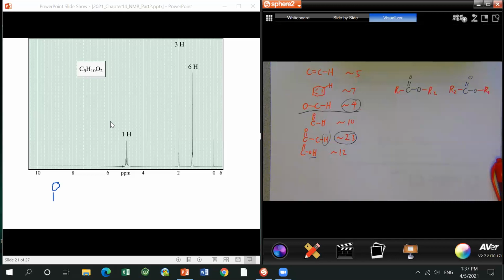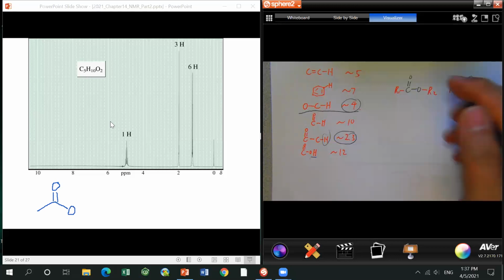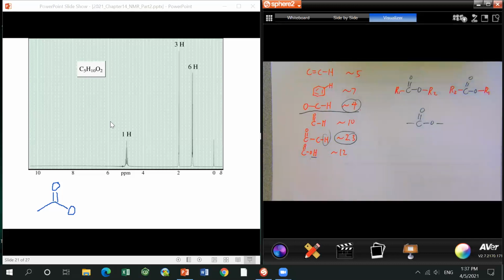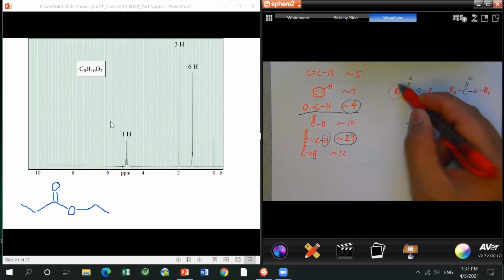If you like, you can turn on annotation and draw the structure. For this one, we already know there's a carbonyl group in the ester. You need to figure out first what R1 and R2 are.